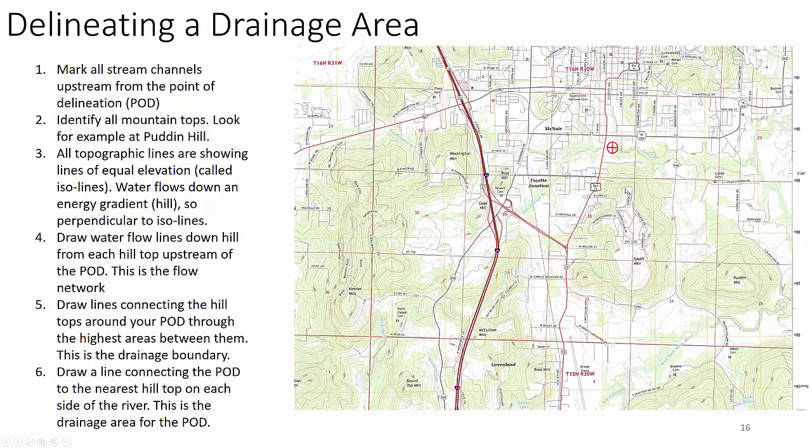So if you want to know the flow path down this hill, it's just draw a line perpendicular to these isolines. That's where water flows. So finding the divide means putting little X's at the tops of each of these hills and then connecting them, connecting the dots. So you draw water flow lines down the hill so you get a sense for the directions of flow.